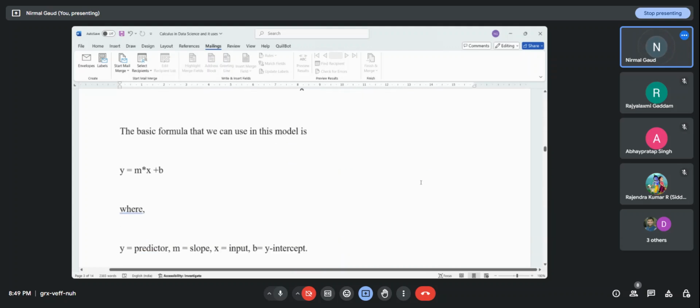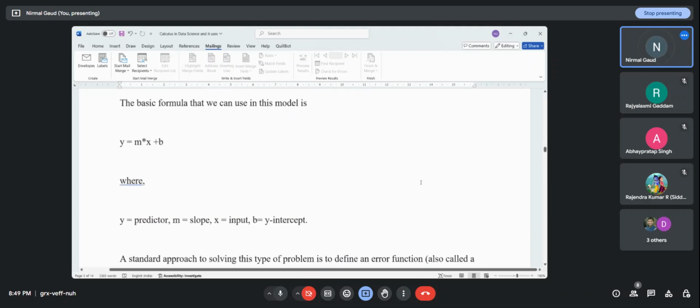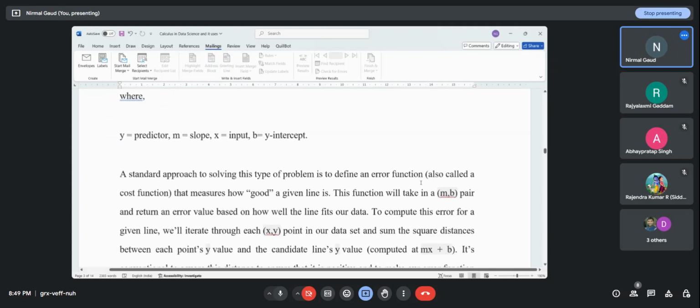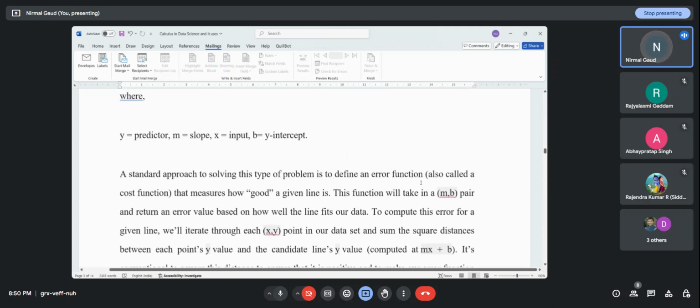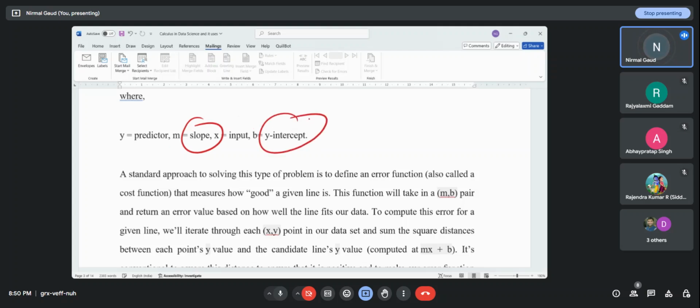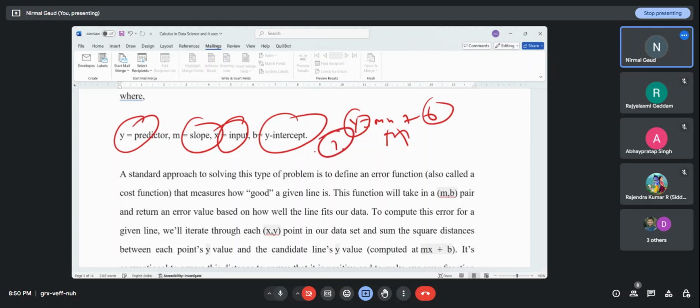Okay, fine. So this is the basic formula of a line. We are going to use it in our linear regression also. And m is the slope, y equal to mx plus c. M is the slope, b is the intercept, or c is the intercept. Y is the predicted value, x is the input. So if I write y equal to mx plus b, x is input, b is intercept, m is slope. This is what we need to predict y.